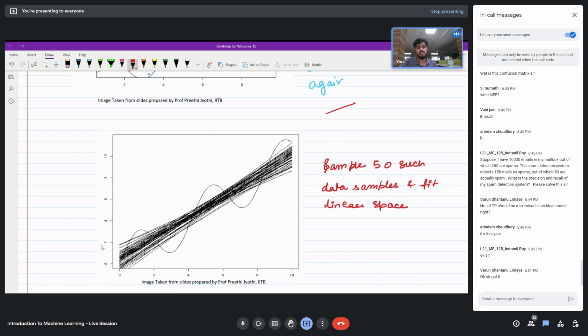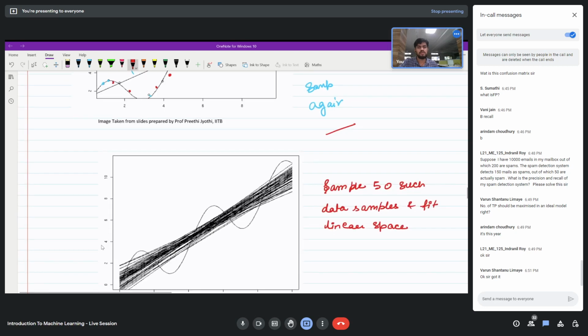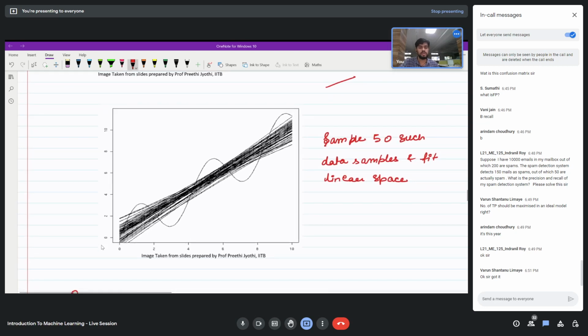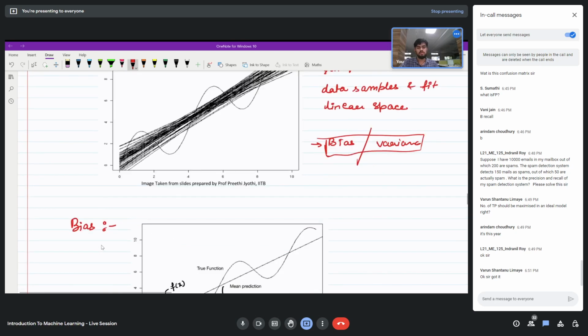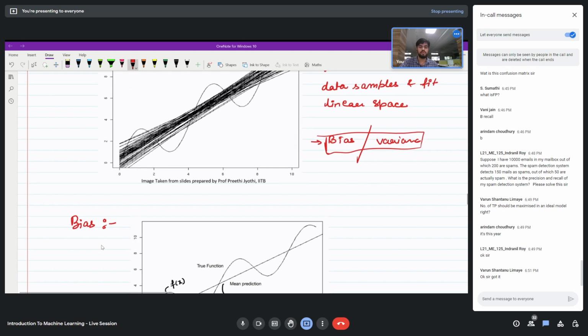Here what I'm representing is 50 such instances. This is taken from a lecture by Professor Preeti Jyoti from IIT Bombay. She has sampled 50 instances and tried to fit linear curves to them. If you look at real world data, when you go to collect data, it's not fixed which sample you would get. So two terms are of great importance to study, bias and variance, to know whether an algorithm is good or bad.